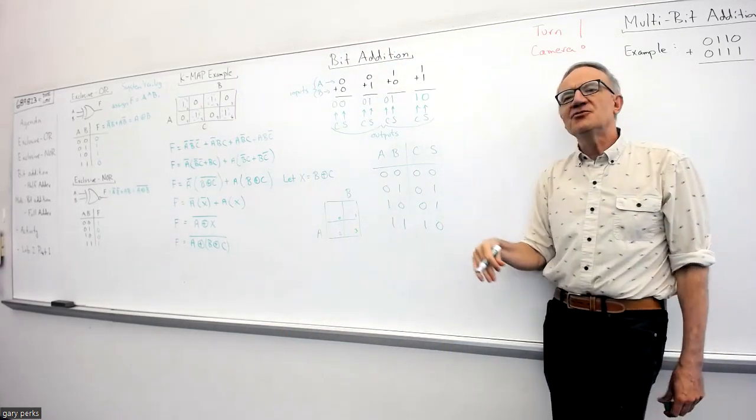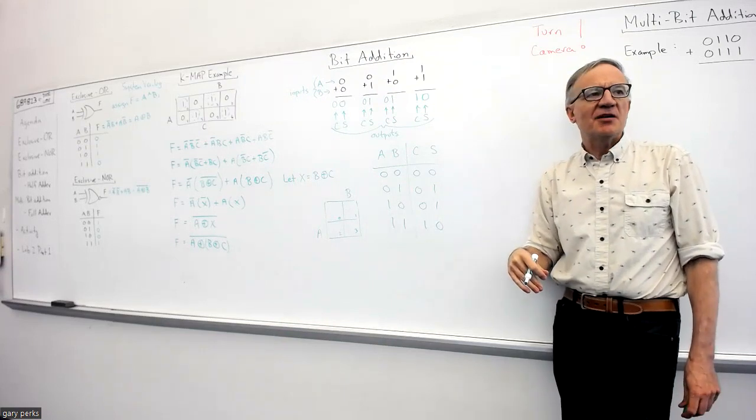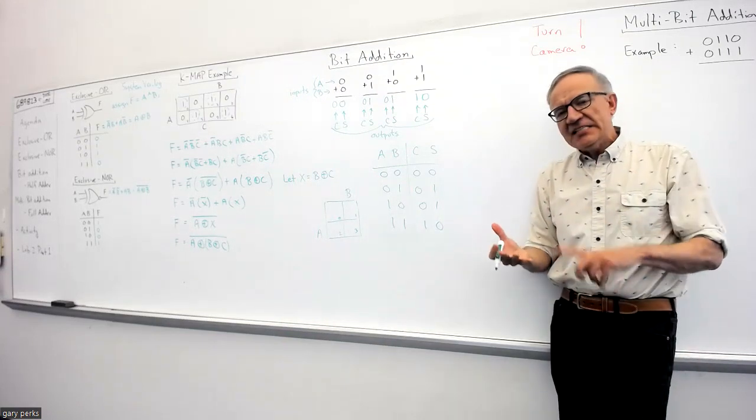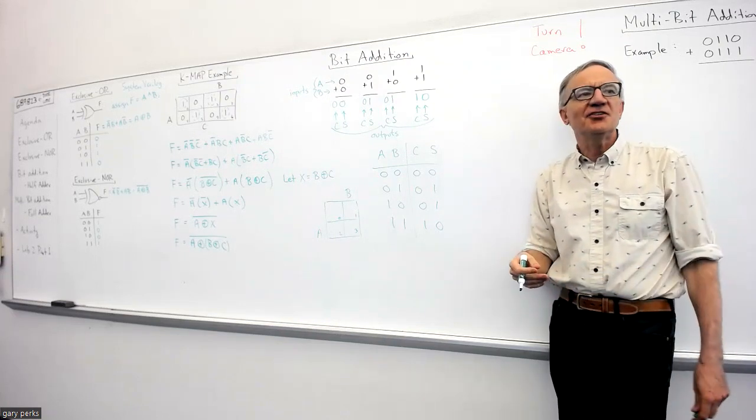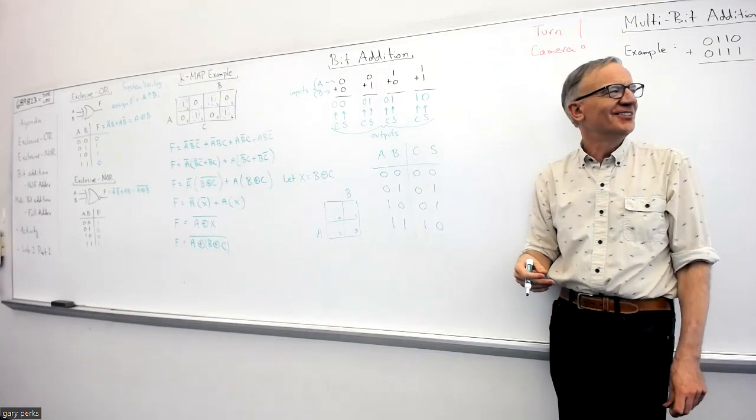Okay, but like I said, usually you don't deal with 4-cell K-maps. And when you do a K-map, it's either 8-cell or 16-cell. Any higher cell than 16-cell, you're probably just going to use a computer program.